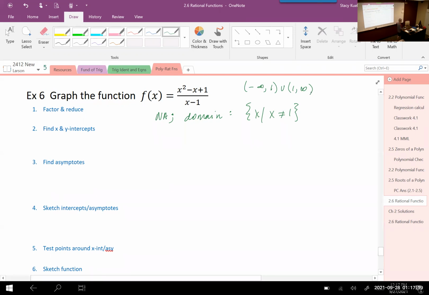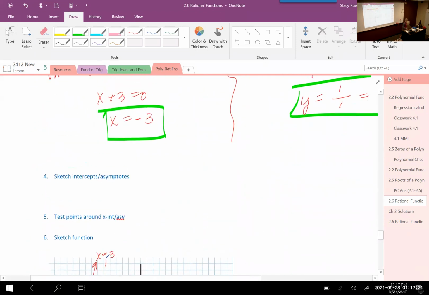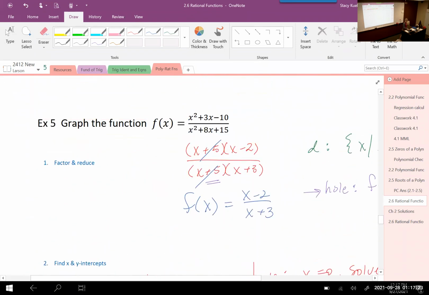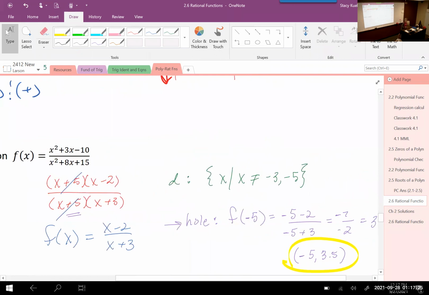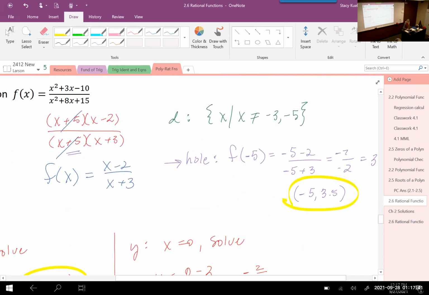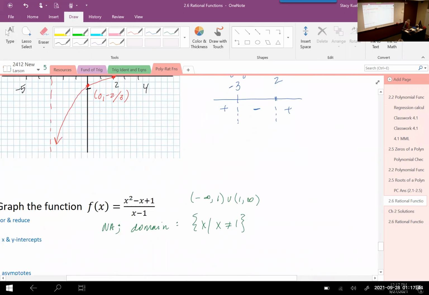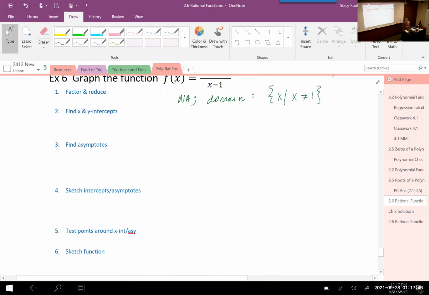In the previous example, interval notation would be clunky because it would be -infinity to -5, union -5 to -3, union -3 to infinity. I hate that, right? Just say x cannot be this, move on. If you want to do it that way, it's okay. There's our domain. Let's find the x-intercepts here.